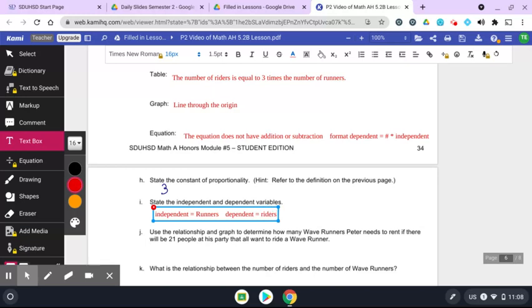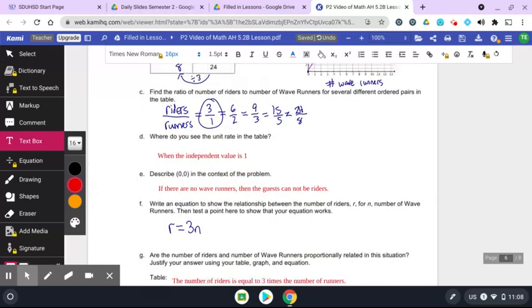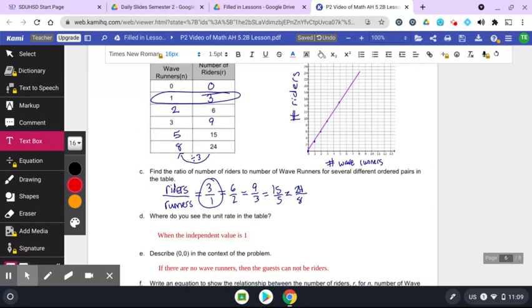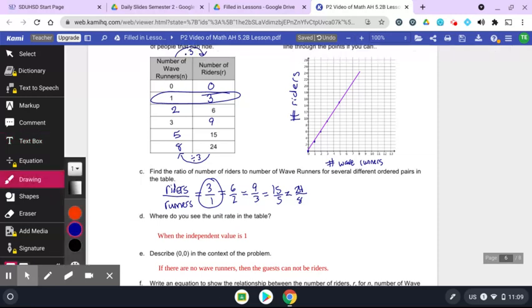Use the relationship and graph to determine how many wave runners Peter needs to rent if there were 21 people at his party. Okay, so if I throw down a 21 over here, I know I have to divide to get back. He needs to rent 7.